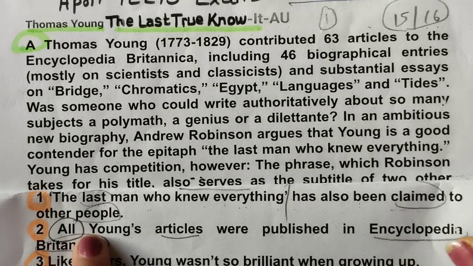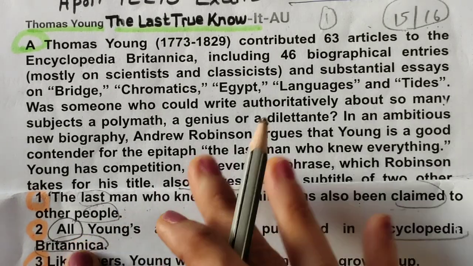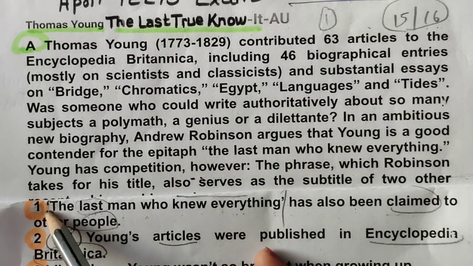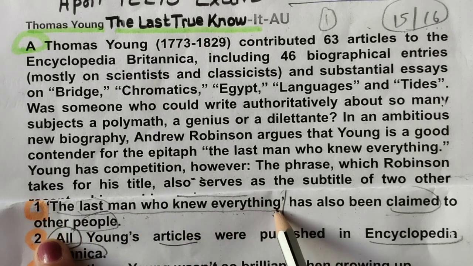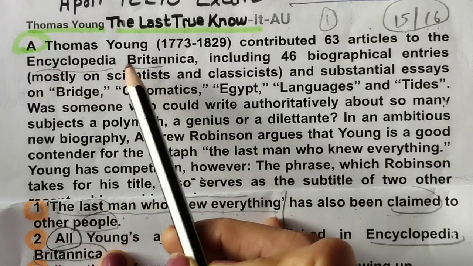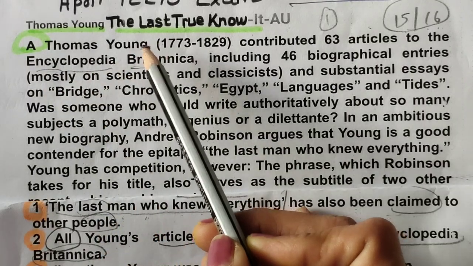Now this is my first paragraph. So what I am looking for: last man who knew everything claimed for other people. So everything, last man, first I will try to find, and in fact this is in inverted commas. So I think the full inverted comma phrase is the keyword. They can't change it like that. So encyclopedia. Okay, let's read 2-3 lines of what they are talking about.